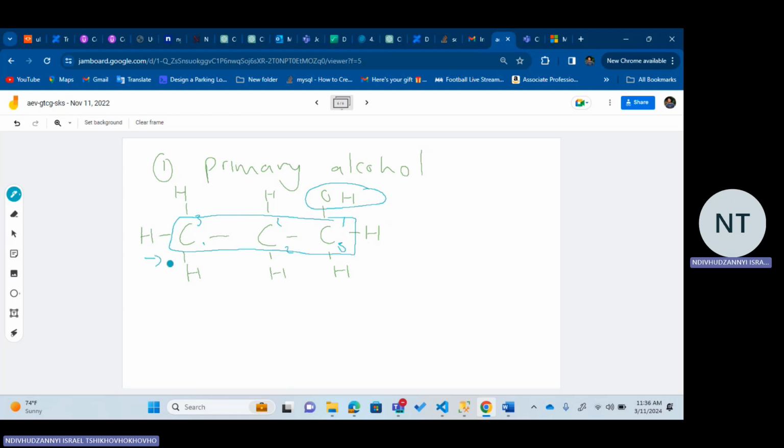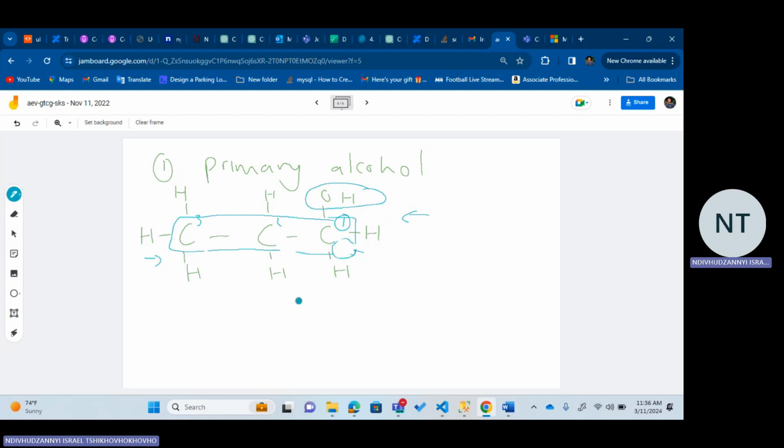So if we were to focus on the forward numbering system, you'd see that the OH is bonded on the third carbon. But if you were to choose the reverse order, it's on the first carbon. Then which numbering system do we choose? We always choose the one with the smallest number. Then we can name that.